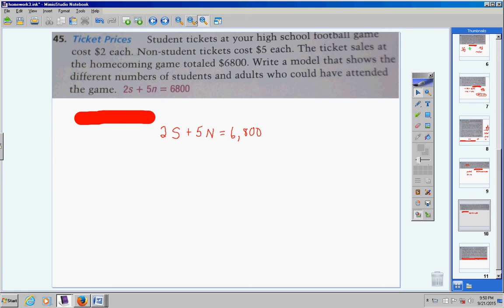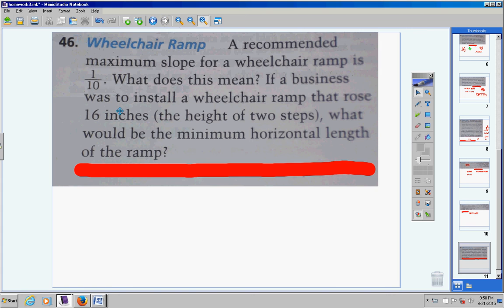Alright, moving on. Number 46, last problem. A recommended maximum slope for a wheelchair ramp is 1/10. What does this mean? Well, it simply means, here's your ramp right here. Every time you go 10 feet, we'll say 10 feet, it could be inches, yards, whatever, 10 is your run, 1 is your rise. So every time you go over 10 feet, you have to go up 1 foot.